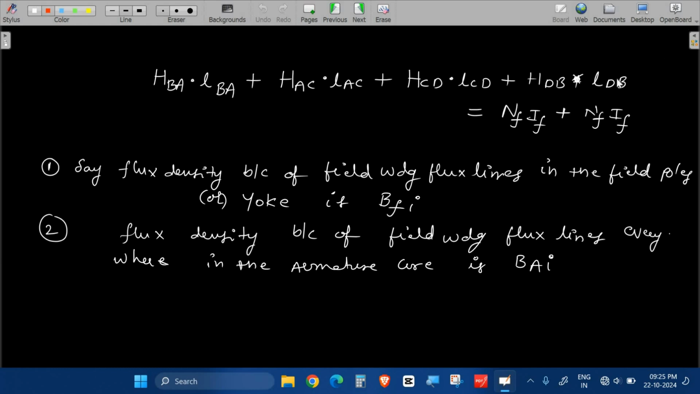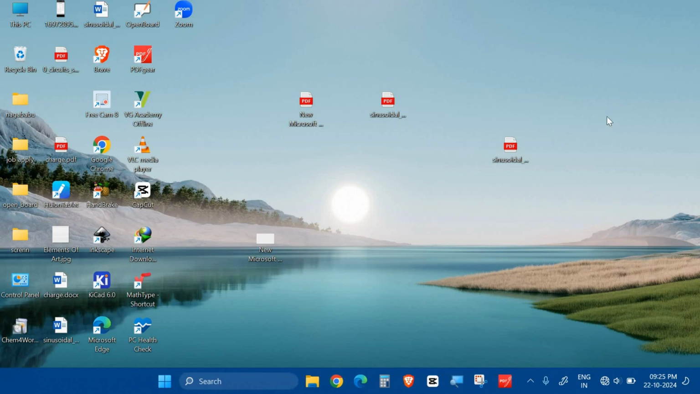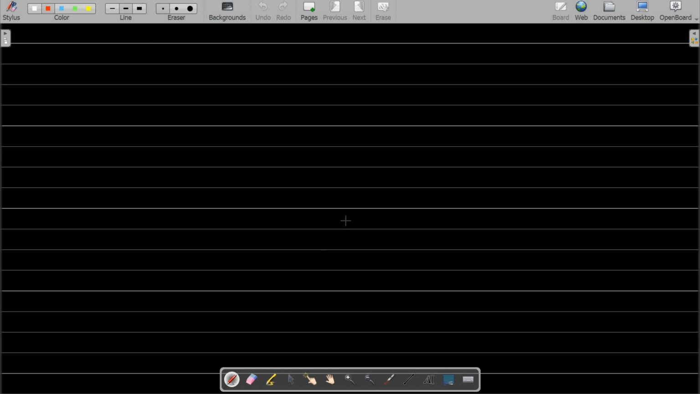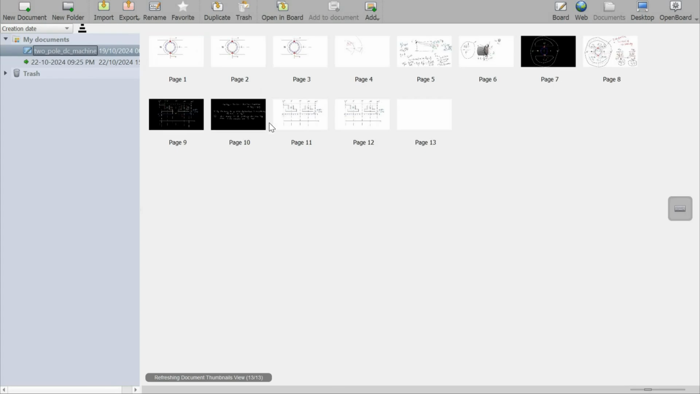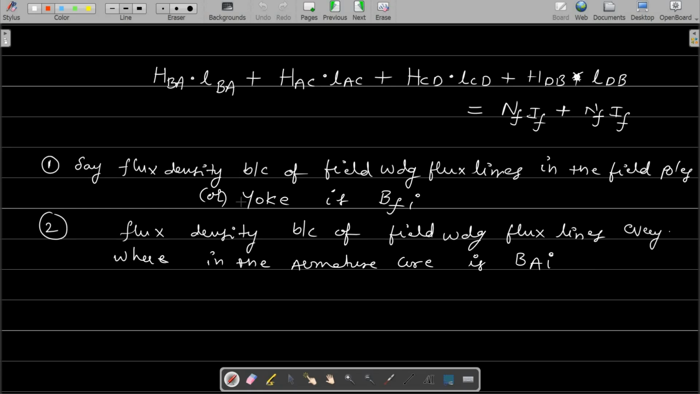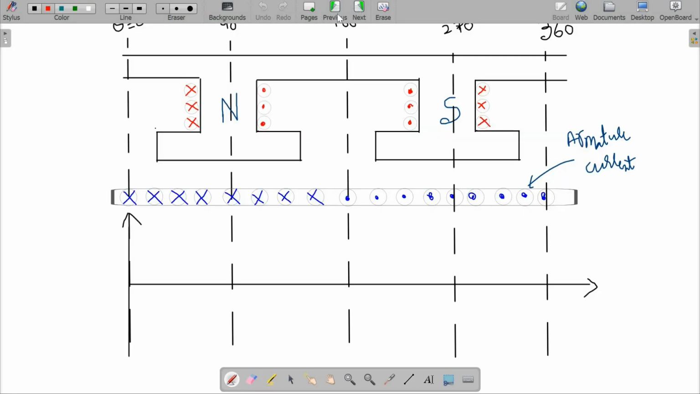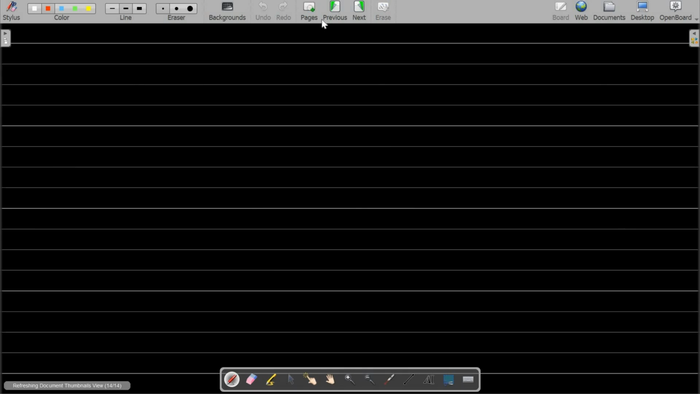Okay, I will just close this and we'll start again. Open this document. This is the explanation for BFI and BA. Now we go to the next page. I will add one page here.